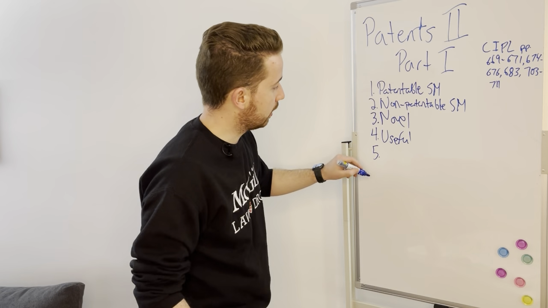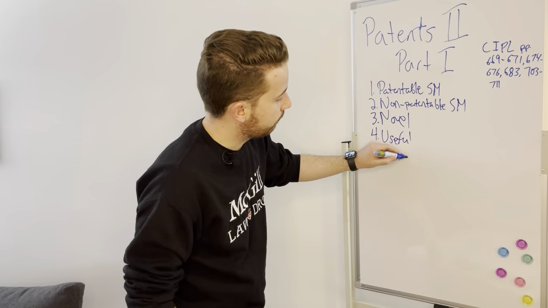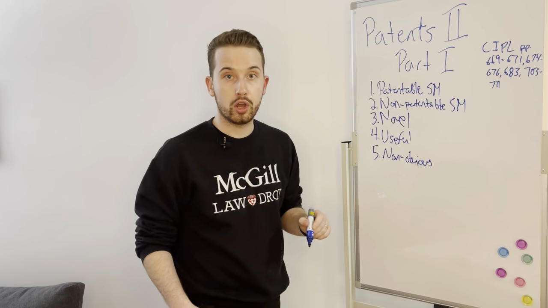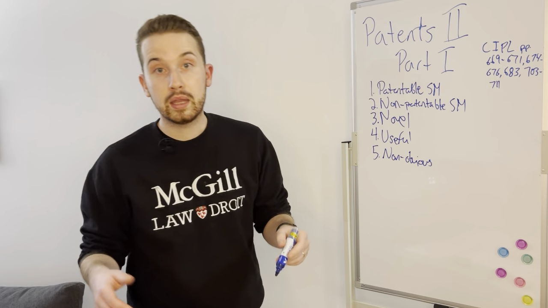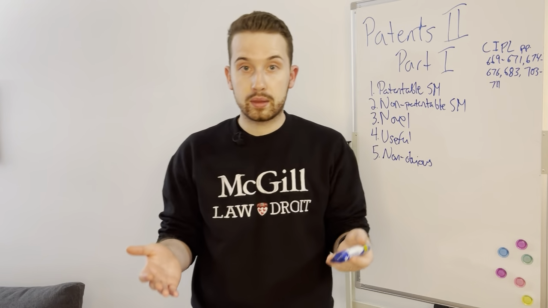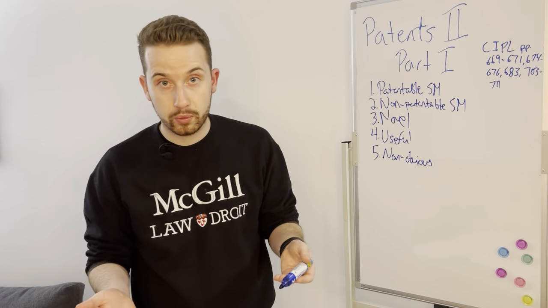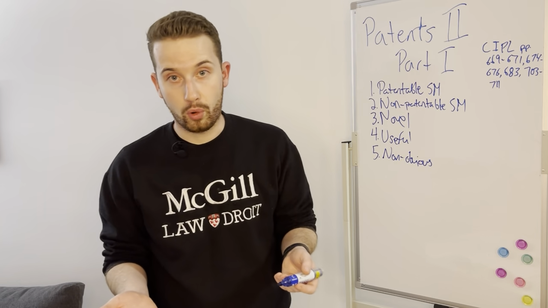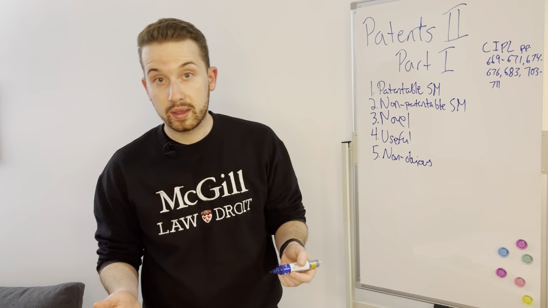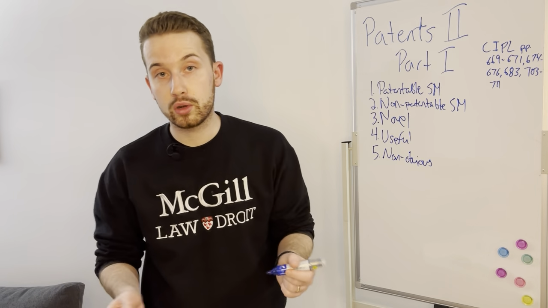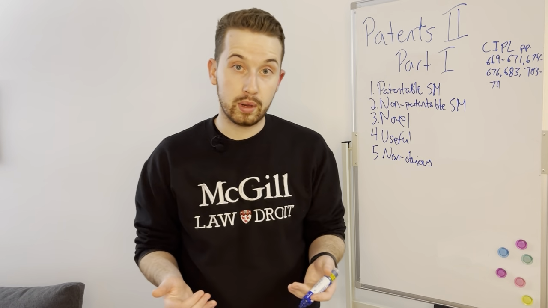And then the last one is non-obvious. So it has to be novel, useful, and non-obvious. Non-obvious meaning it's not something that a reasonable person skilled in the art would have come up with on their own. Because of course, if they could have come up with it on their own and it's therefore obvious, then as a result, it's not something that you've invented. It's something that anyone could have come up with and therefore we can't really categorize it as an invention.